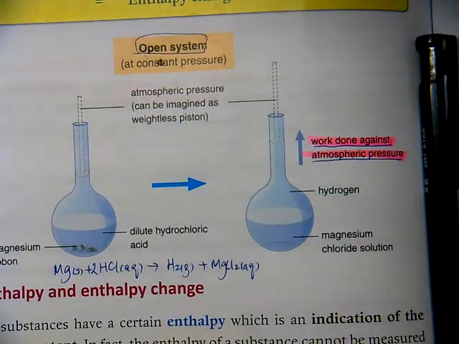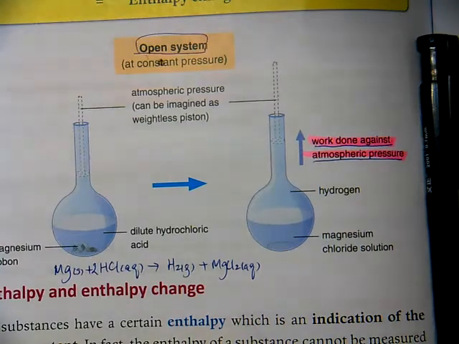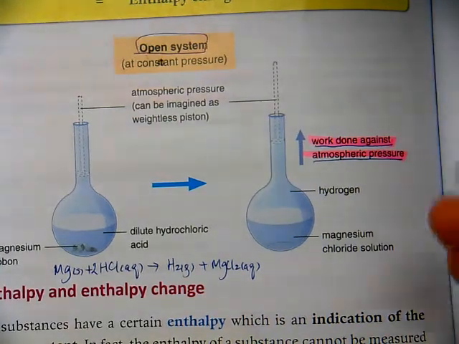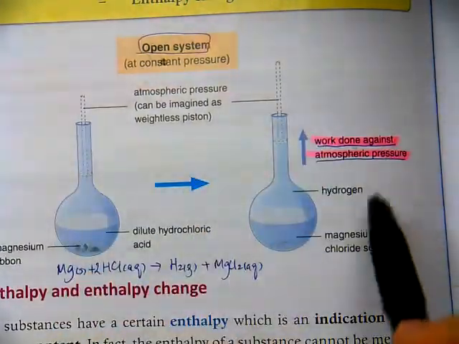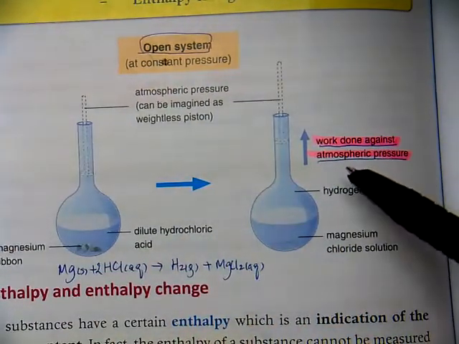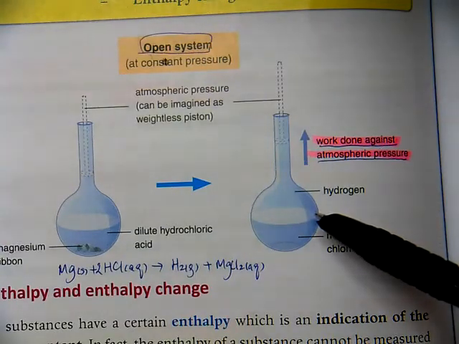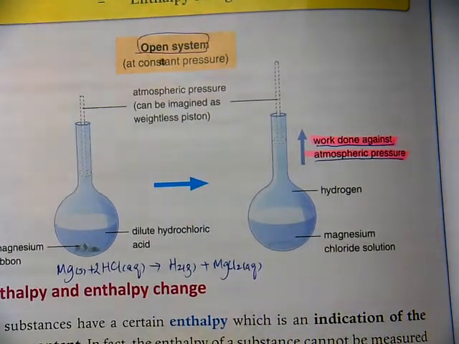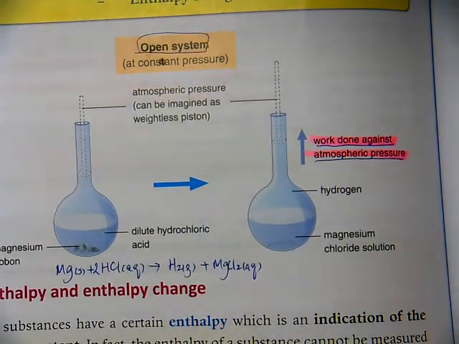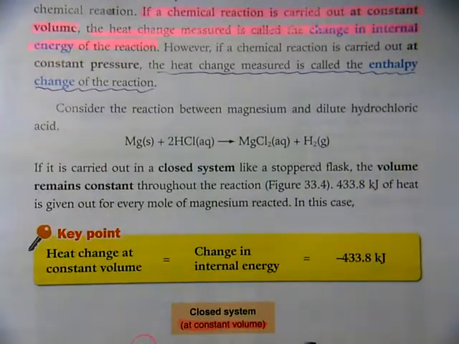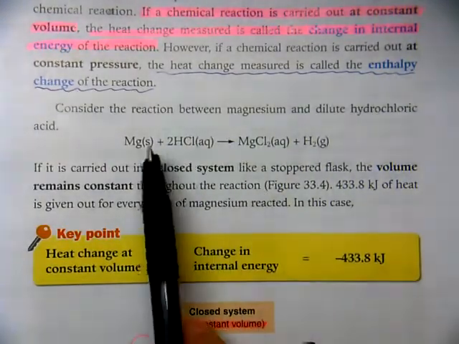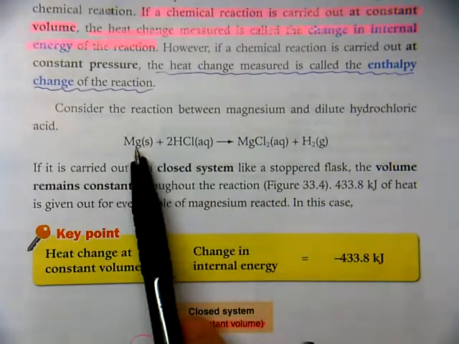Work done, you may consider it is the force times distance, okay? Doing work against the atmospheric pressure. Under this condition, if you are measuring the heat change, it is called the enthalpy change. Enthalpy change. Now, it is quite difficult to understand, particularly for those who haven't studied physics. Now, please turn back to page 5. Let's repeat by using this example.